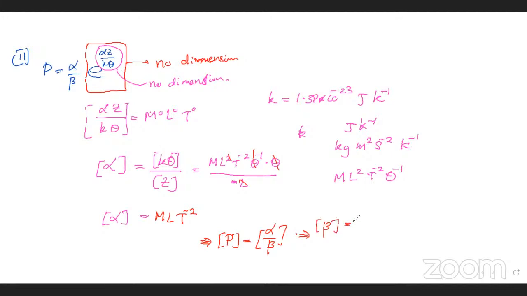The dimension of beta then equals the dimension of alpha divided by the dimension of pressure. We already found alpha, that is M L T minus 2, and divide by the dimension of pressure, M L minus 1 T minus 2. So it is L square. L square means it should be an area. So this is how you can get the dimensions of beta. So clear, in the exam they give questions with this much difficulty.